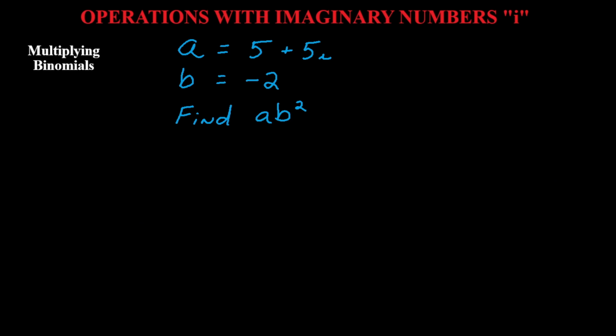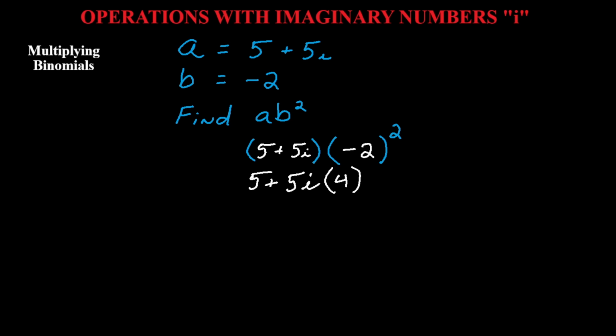One last type of example that I'd like to look at is one where you have substitution. So here we're given ab squared, and we're told that a equals 5 plus 5i and b equals minus 2. So I rewrite ab squared substituting a and b. So since there were no parentheses around a and b, it's only the b being squared, so I'm going to square minus 2 for the next line. And then I can distribute that 4 to the two terms. So I get 5 times 4 plus 5i times 4. And I get 20 plus 20i as the final answer.